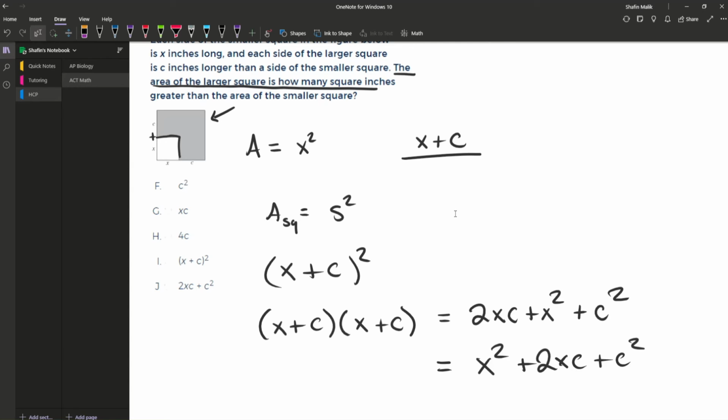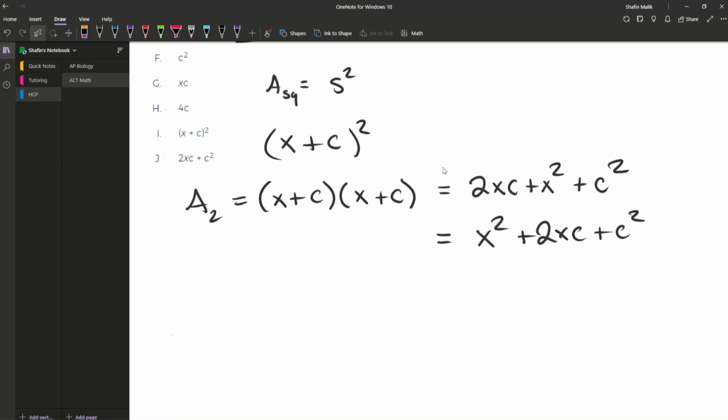Now, from our initial analysis of the problem, we understand that the area of the smaller square, which we will label as a1, is just x squared. And this right here is a2, the larger square. And again, since what we want is the larger square minus the smaller square, all we have to do is perform a2 minus a1, which will simply be x squared plus 2xc plus c squared minus x squared.